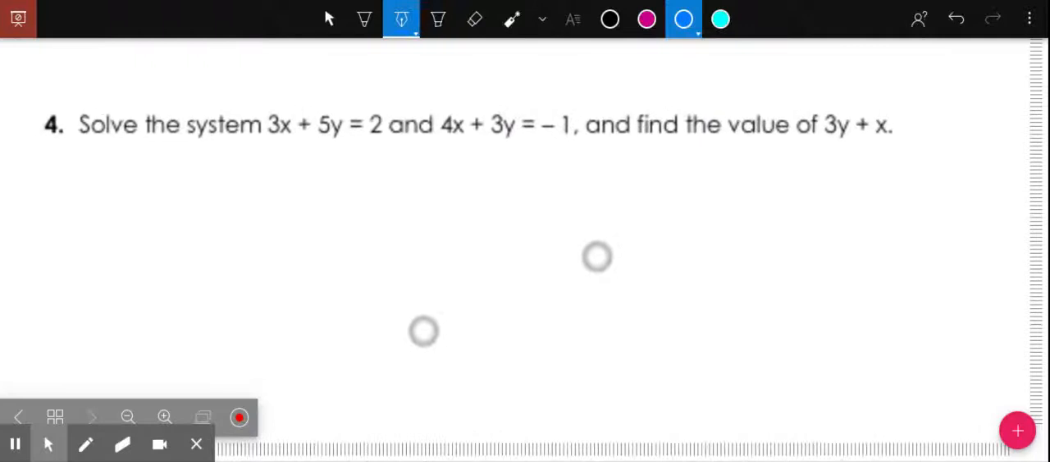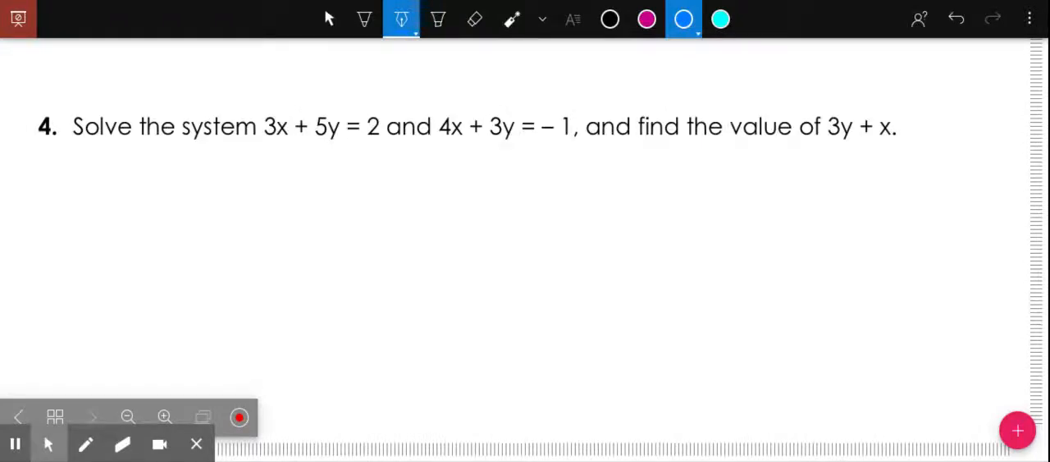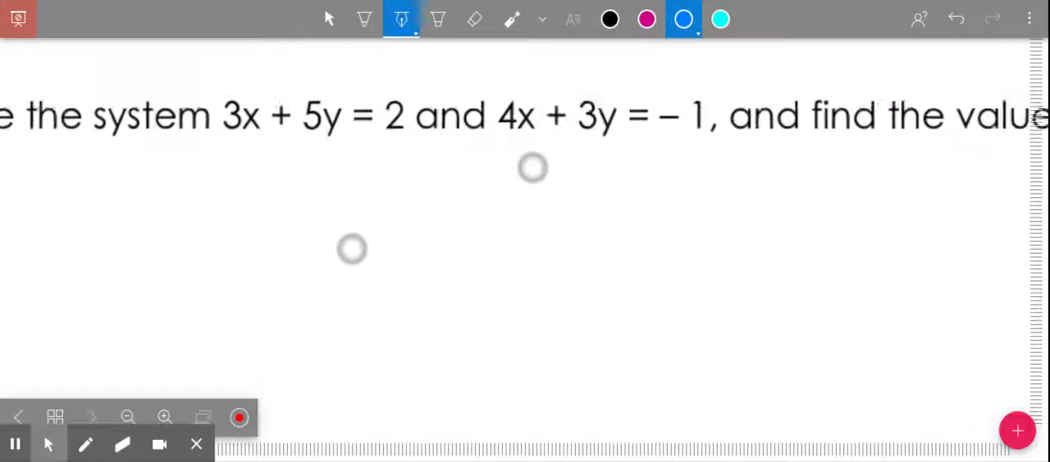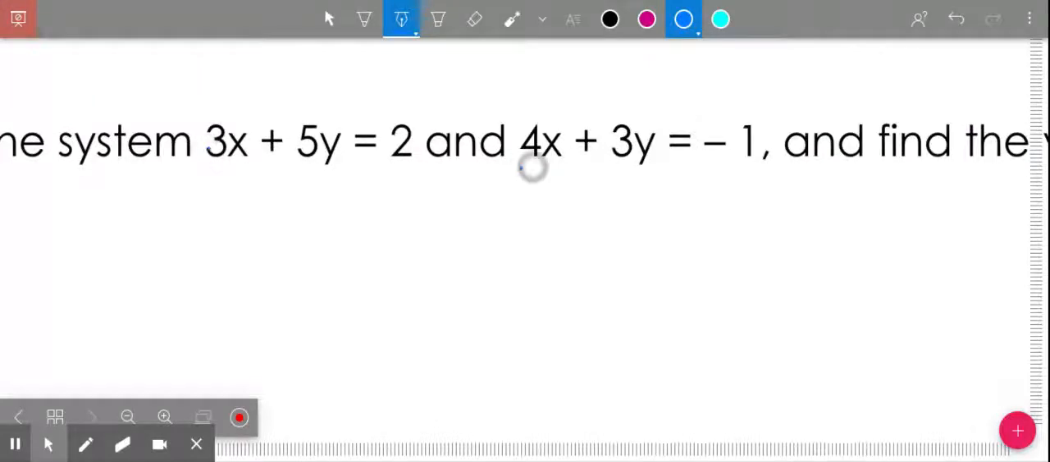It says solve the system 3x plus 5y equals 2 and 4x plus 3y equals -1 and find the value of 3y plus x. So we're actually going to solve this system and then plug those into our expression over here. Now looking at this, 3x and 4x aren't going to cancel. And 5y and 3y also aren't going to cancel.